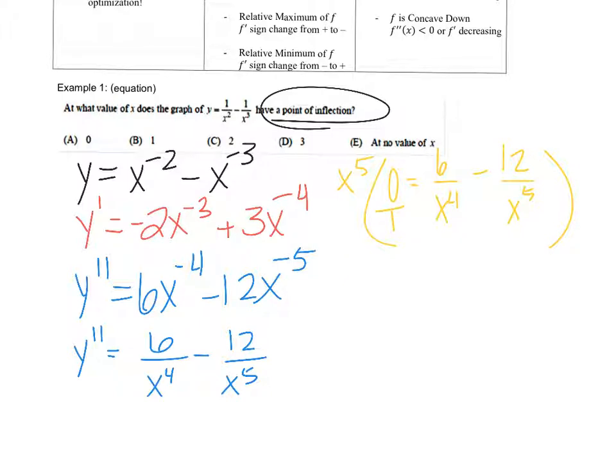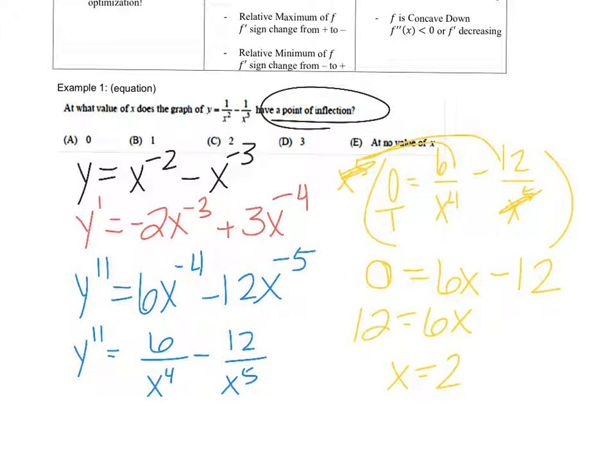So x to the fifth times 0 is just 0, equals 6x to the fifth over x to the fourth. If I multiply these two, that's just going to be left with a 6x. And then x to the fifth and minus 12, well, that x to the fifth is going to cancel with that x to the fifth. So this is just going to be minus 12. Okay, so solving, I add 12 on both sides. 12 is equal to 6x, divide by 6, and x is equal to 2.